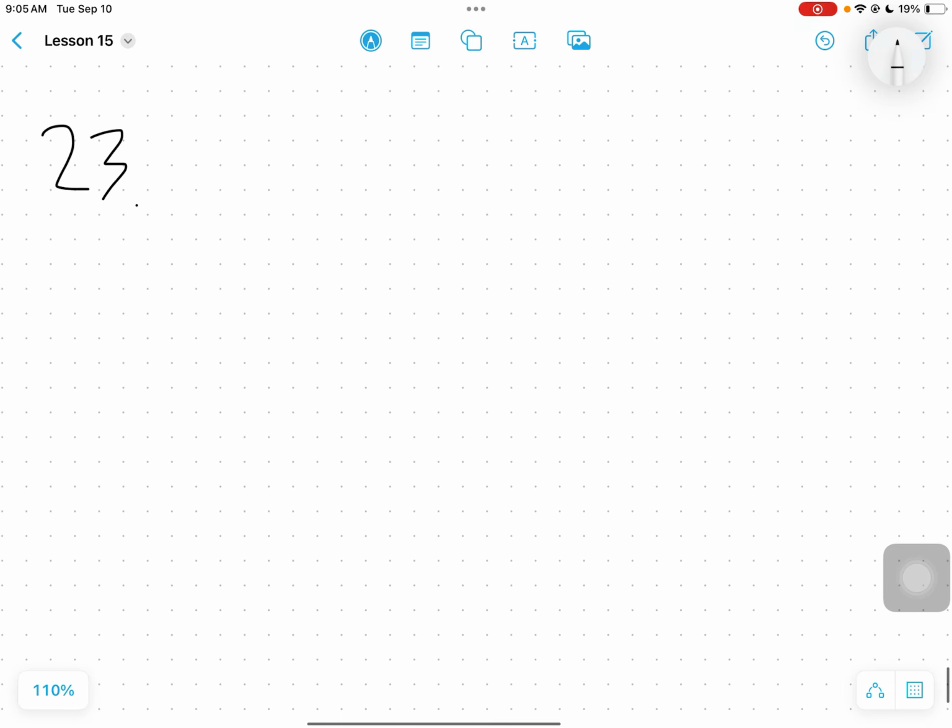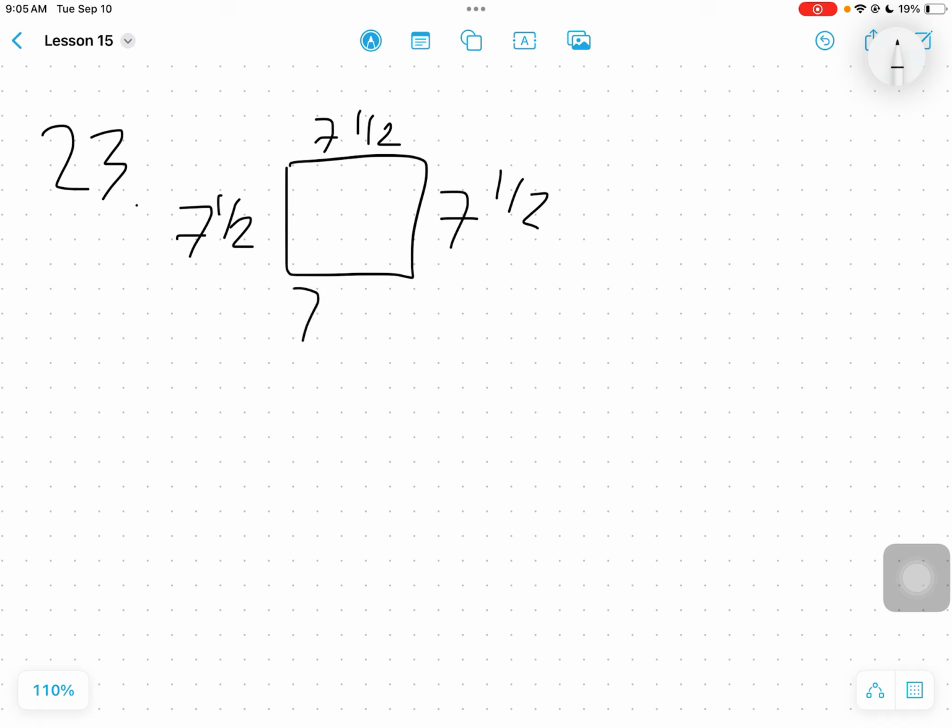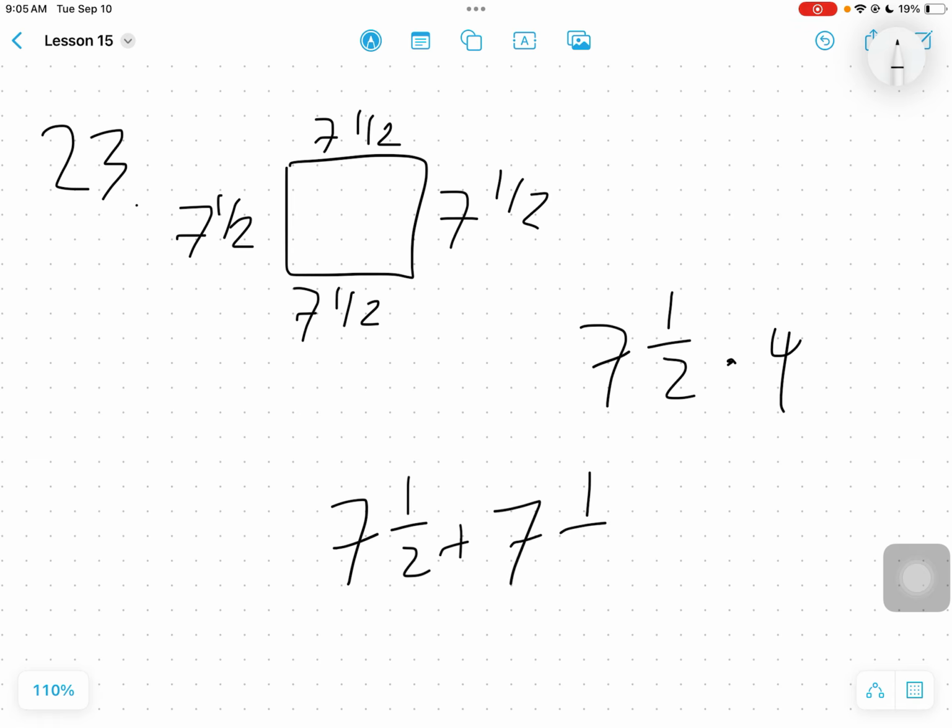23. If each side of a square is 7.5, we want to find the perimeter. So we could do this a few ways. We could do 7.5 times 4, or we could add 7.5 4 times.